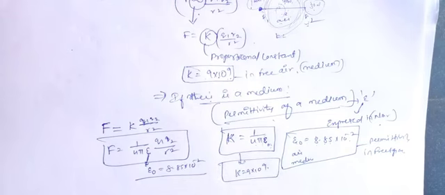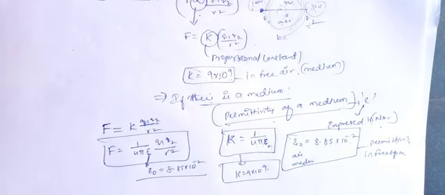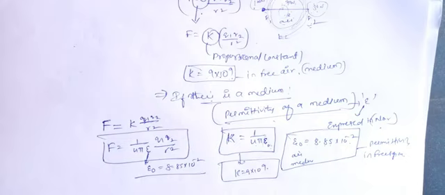Now we have to see the vector form of Coulomb's law, and if there are many charges, then we have to see the electric field, and so on.